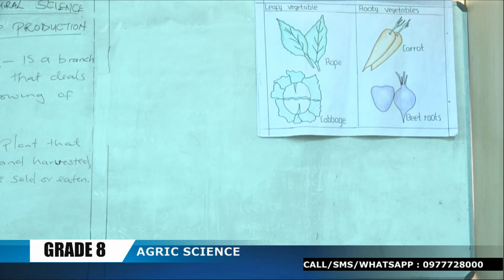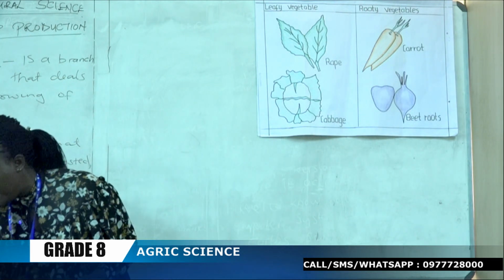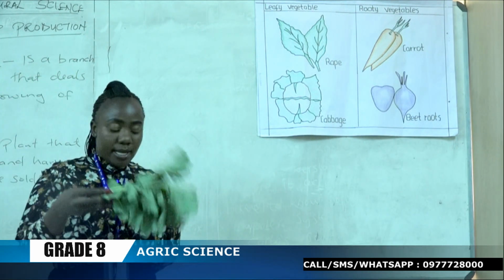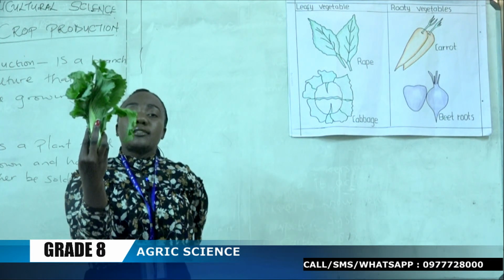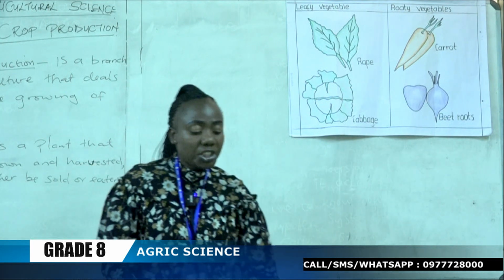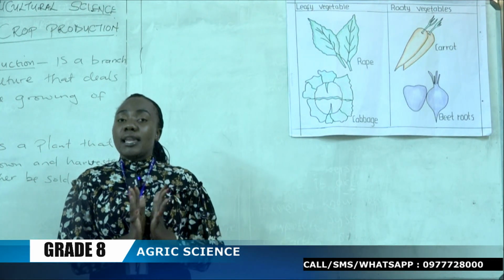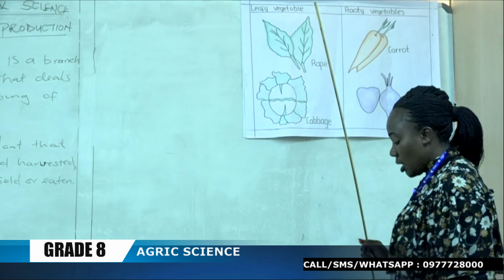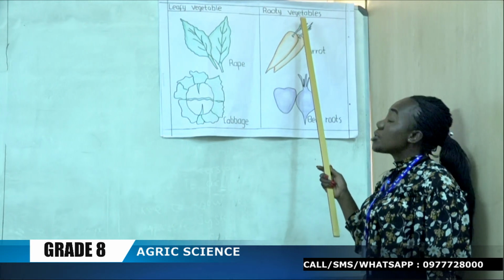Other examples of leafy vegetables with me here, I have rape. Rape is an example of leafy vegetables. Apart from rape, I also have Chinese cabbage. Chinese cabbage is an example of leafy vegetables. Okay, so all these vegetables that I've just mentioned, the cabbage, the lettuce, the rape, and the Chinese cabbage are examples of leafy vegetables. Okay, we go to our second type of vegetable group. Our second type of vegetable group is rooty vegetables.